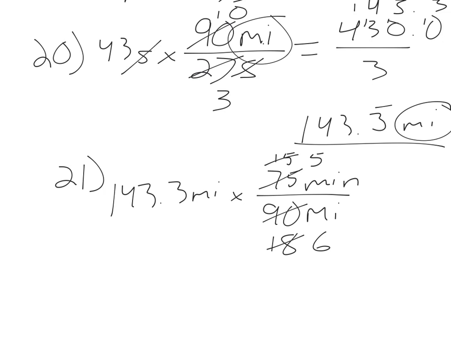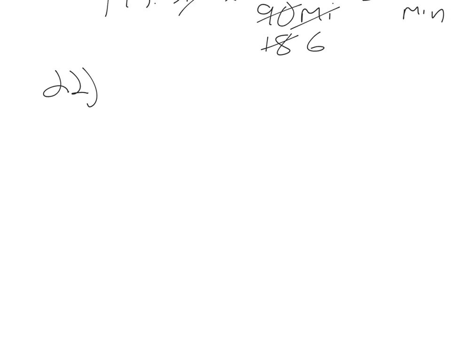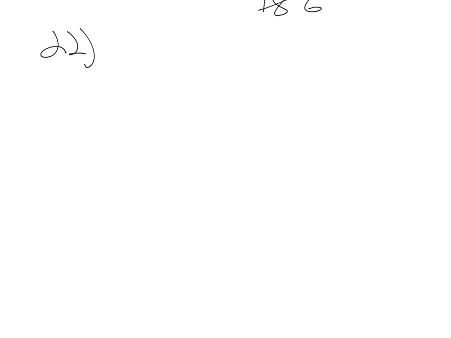Okay, let's try that in my calculator. 143.3 times 5 divided by 6 is 119.4. 119.4. And I don't get miles, I get minutes. So 119.4 minutes. Good stuff. On to 22.